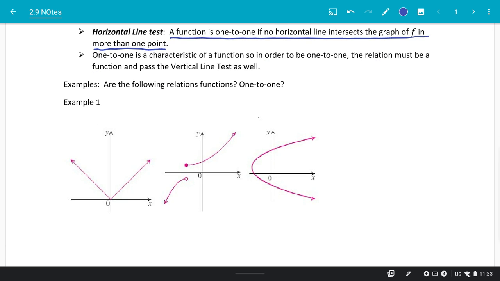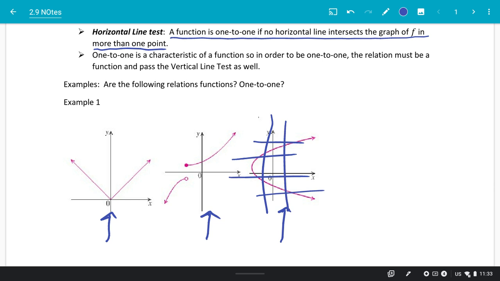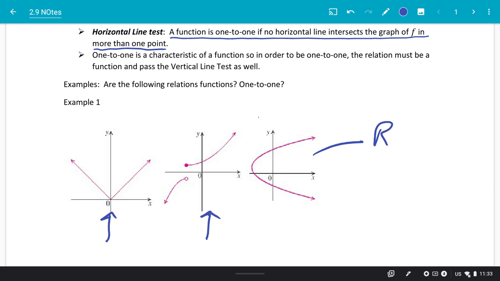Let's look at these three examples. This first one, is it 1-to-1? No. How about the second one, is that 1-to-1? Yes. And the third one, is that 1-to-1? Well, it is 1-to-1, but it's not actually a function, is it? So what do we call this thing that's not a function but is 1-to-1? It's a relation. Okay, it's a relation.